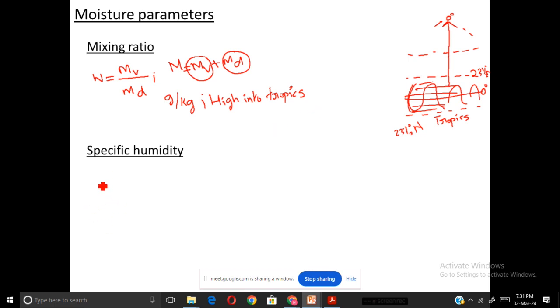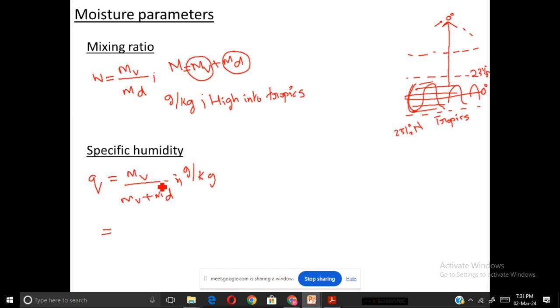Now another quantity is known as specific humidity, which is represented by small q. So this is basically the mass of water vapor present to the total mass of air. In the previous one we were discussing with respect to dry air, and in case of specific humidity it is represented with respect to total mass of air. So mass of vapor to total mass of air is specific humidity. This is also expressed in grams per kilogram, since both are masses.